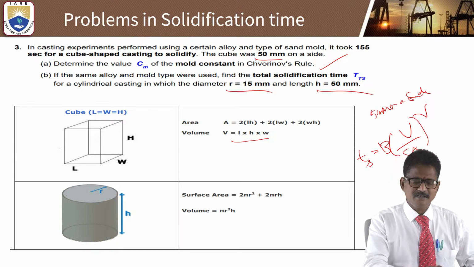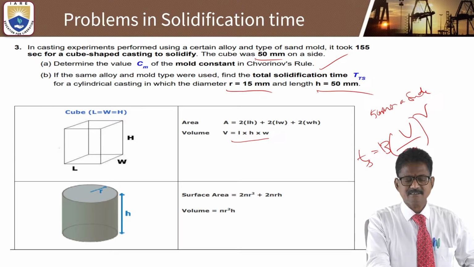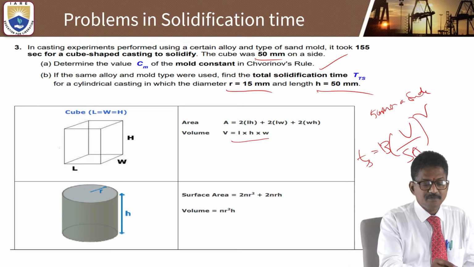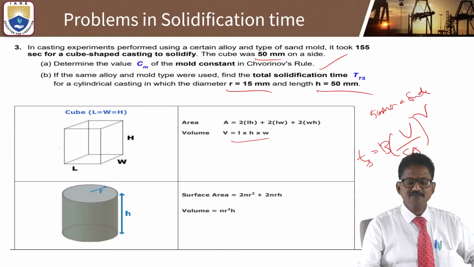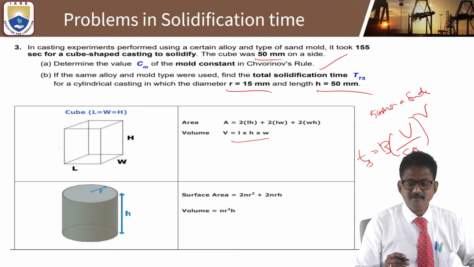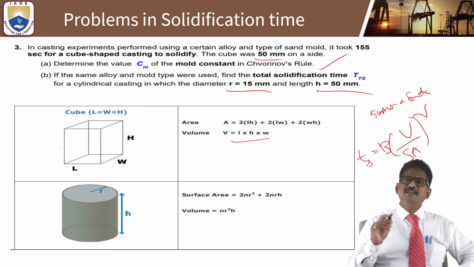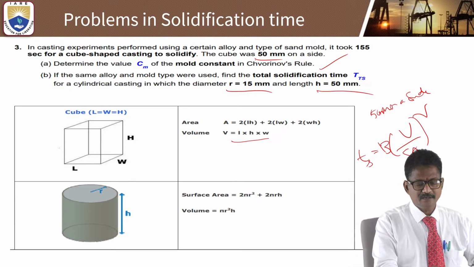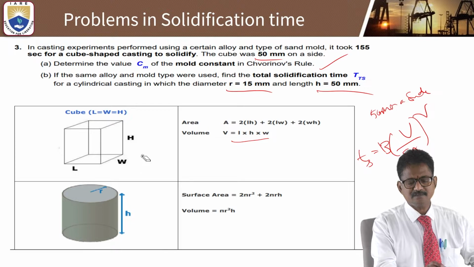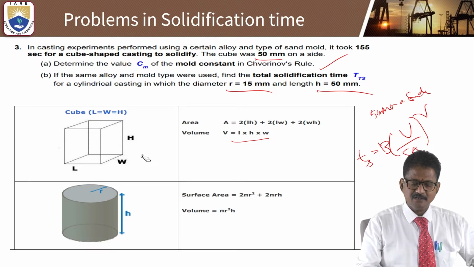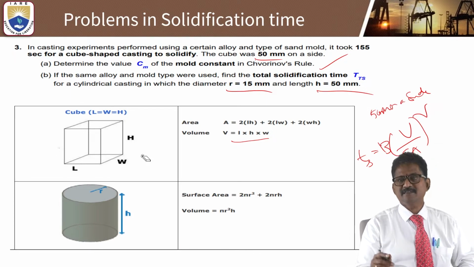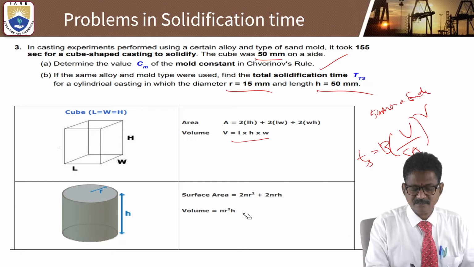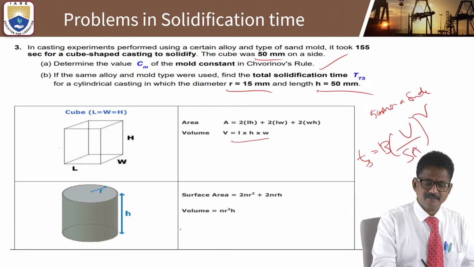As we discussed earlier, in the case of the cube, L is equal to W is equal to H, and the area is equal to 2 into LH plus 2 into LW plus 2 into WH. The volume is equal to L into H into W: length, height, width. For the cylinder, the surface area is 2 pi r square plus 2 pi r h, where the volume is pi r square h.